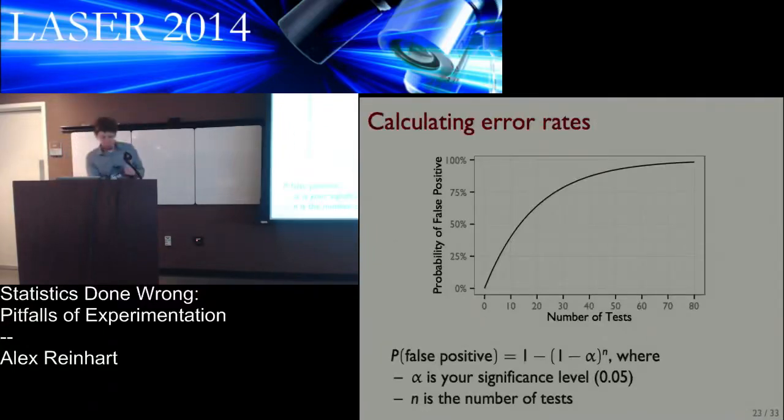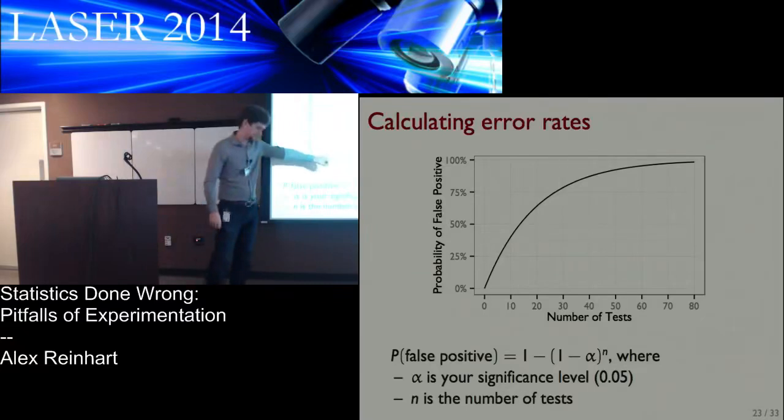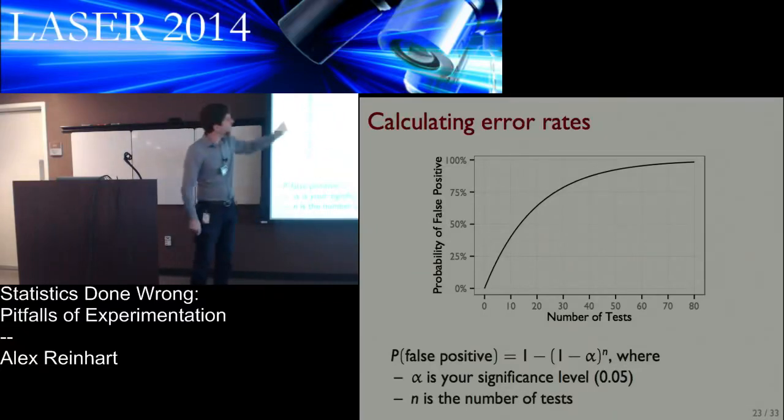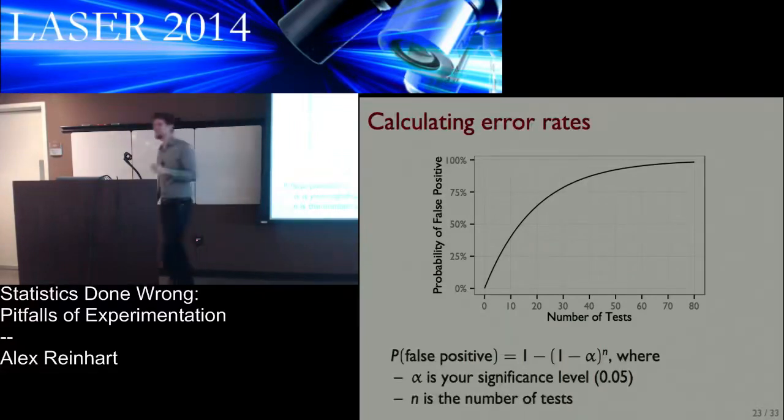So, you can do the basic probability math and work out, you start off doing 1 test, you have a 5% chance of getting at least 1 false positive. You go up to doing 80 tests or so, you've got basically a 100% chance of getting at least 1 false positive. There's a formula from probability you can use to calculate this if you like, for a particular study.